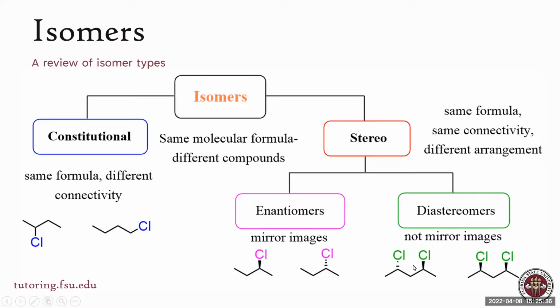And diastereomers are not mirror images, but one of them has now been flipped. So this chlorine is still facing the same way as that chlorine, but this one is different from that one. Those are not mirror images of each other. Both of these would have to be flipped in order for them to be a mirror image.